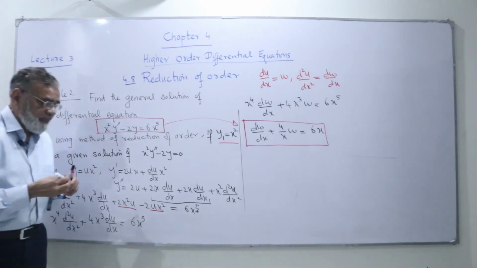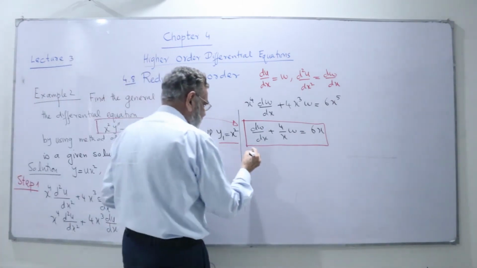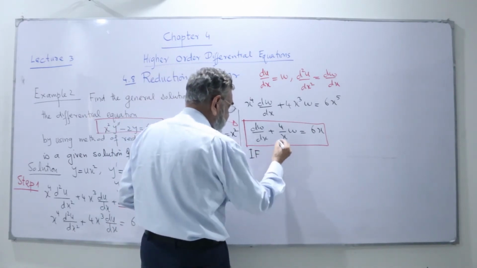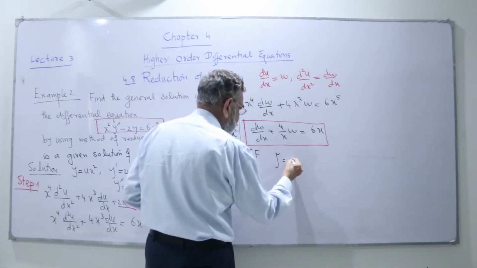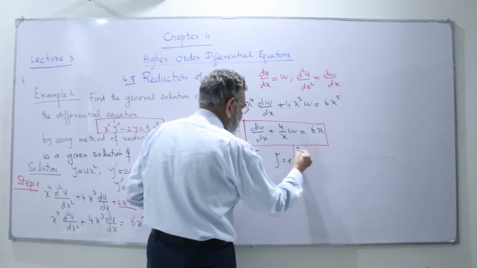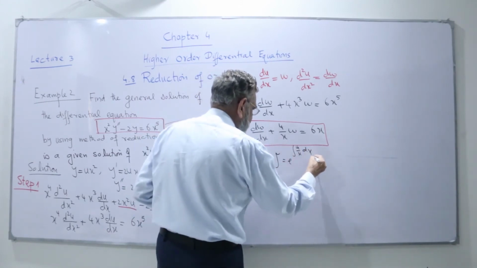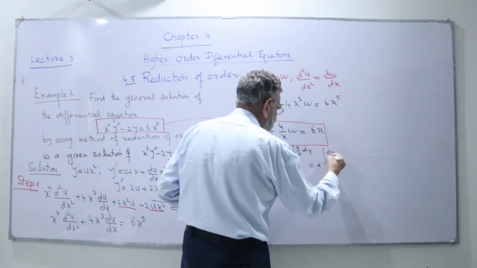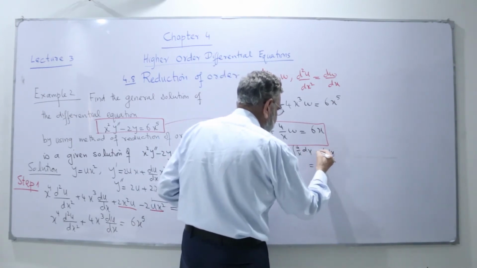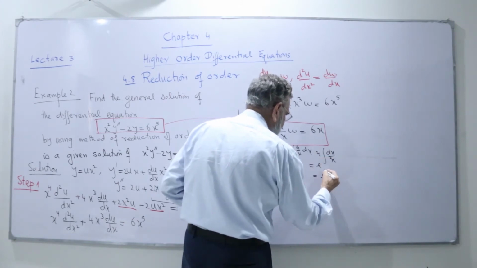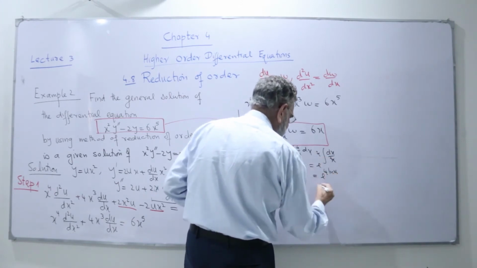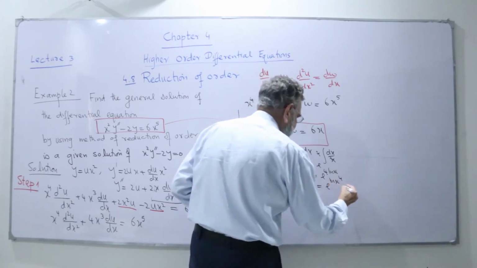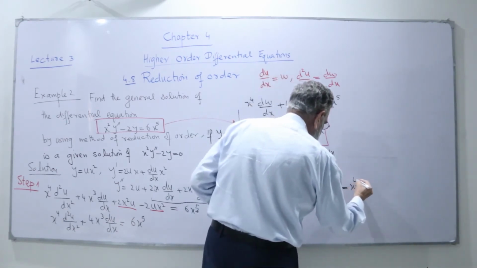Now I find the integrating factor. My integrating factor mu is equal to e to the power integral 4 upon x dx. We take 4 outside, and we get e to the power 4 ln x, which gives e to the power ln of x to the power 4. The e and ln cancel, and we get x to the power 4.